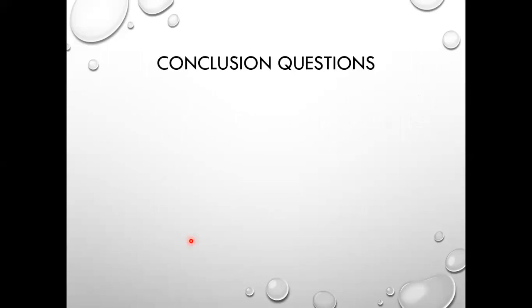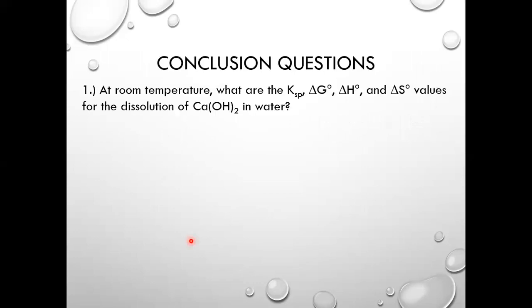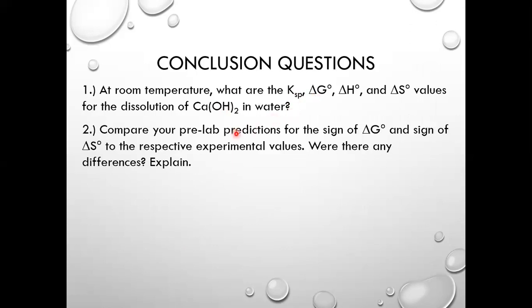Finally, our conclusion questions. So what you minimally want to include in your conclusions is to first answer the question of the day. Second, then compare your pre-lab predictions for the sign of delta G and the sign of delta S to their respective experimental values, and a short discussion as to whether there were any differences. In other words, if you predicted one of the values to be positive and experimentally it turned out to be negative, or vice versa, why may that be the case?